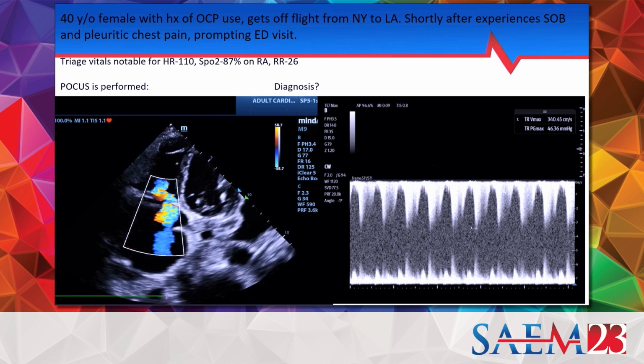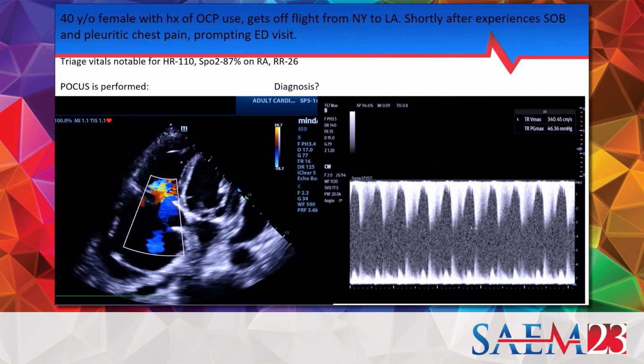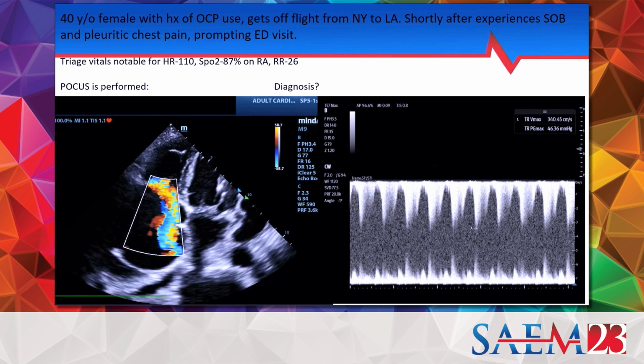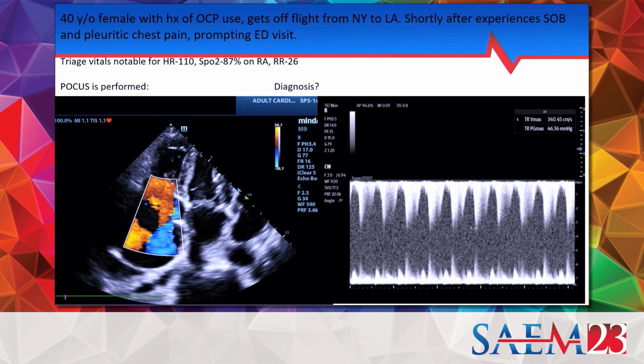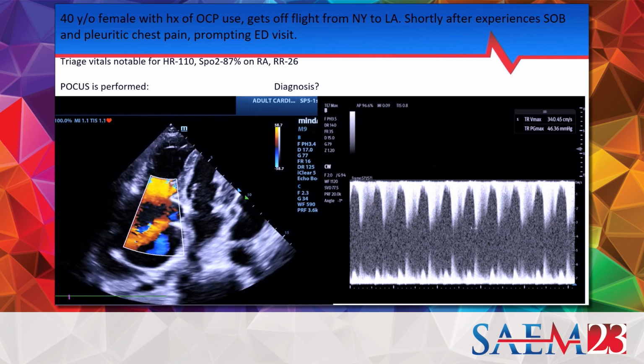So again, we have our apical four-chamber view, right? So this patient has several signs to suggest right heart strain. Their right ventricle is nearing the same size as the left ventricle. If you put the color Doppler over the tricuspid valve, you're seeing that there's quite a substantial amount of regurgitation.